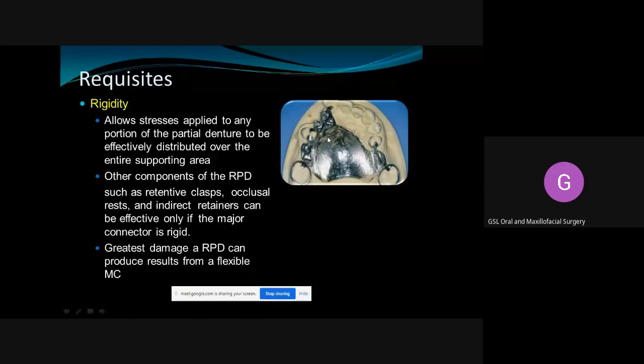So on the other components of the RPD, such as the retentive clasps, the occlusal rest, these are the occlusal rests, this is the retentive clasp, and this is the stabilizing clasp. And the indirect retainers can be effective only if this major connector is going to be rigid. If it is flexible, all the other parts are going to act in an adverse effect over the abutments.